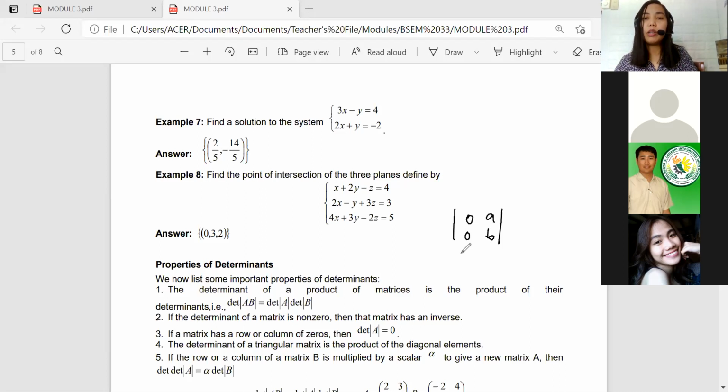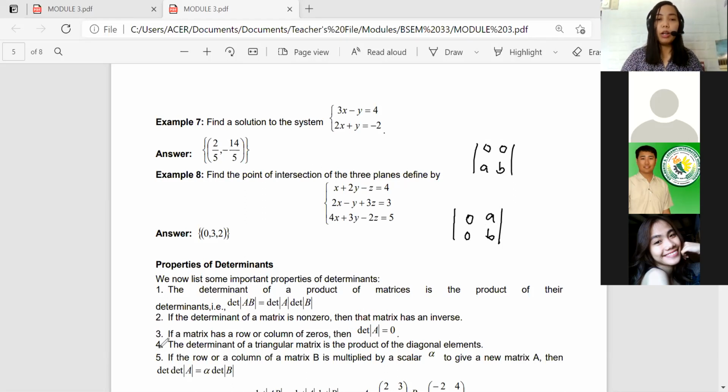When we get the determinant of this, 0 times B, 0, minus 0, still 0. Or even a column of 0, 0, AB. Still, the determinant is 0, class. 0 times B, still 0, minus 0, still 0. That's the third property. If a matrix has a row or column of zeros, then the determinant of A is 0.